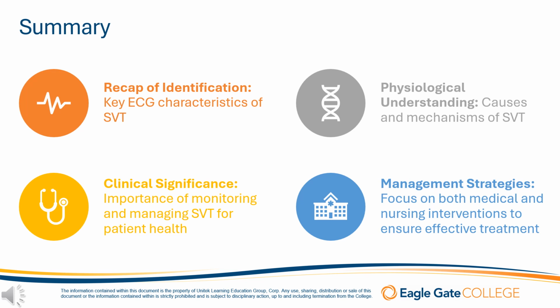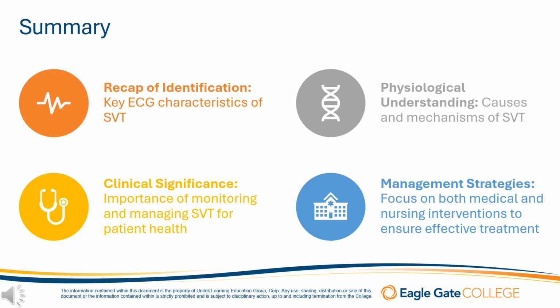But the PR interval in SVT is typically short, indicating fast conduction from the atria to the ventricles, and the QRS complex in SVT is usually narrow, helping to differentiate it from ventricular tachycardia, which has a wide QRS complex. SVT is primarily caused by re-entry circuits, where an electrical impulse continuously circles around the atria or through the AV node, causing rapid heartbeats, and this re-entry mechanism is a common cause of SVT.